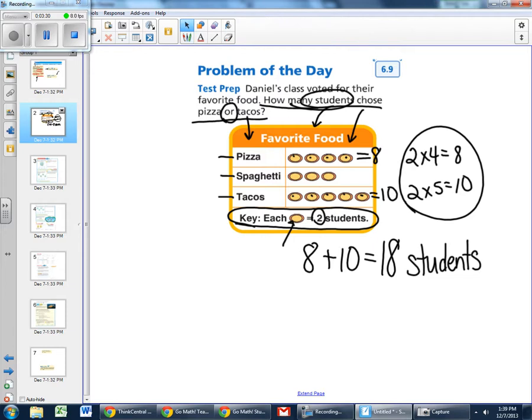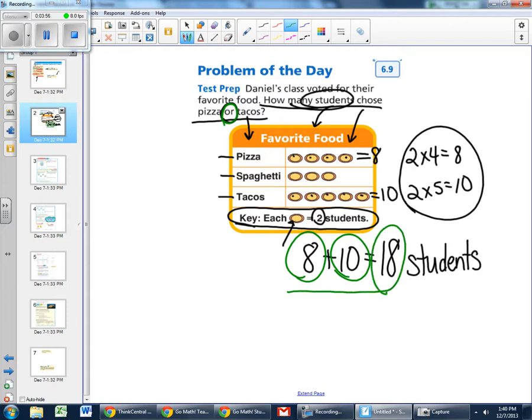Just make sure you really pick apart these problems, especially these words that are trying to trick you. If it wanted to know pizza or tacos, you needed to know that you had to find both totals and then find the total combined of them. So here was our total of pizza, here was our total of tacos. It wanted to know what the total was for both of those, which led us to our answer.